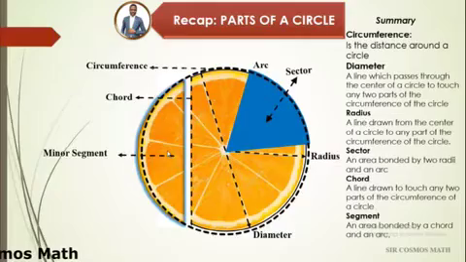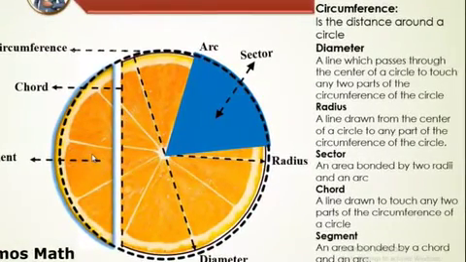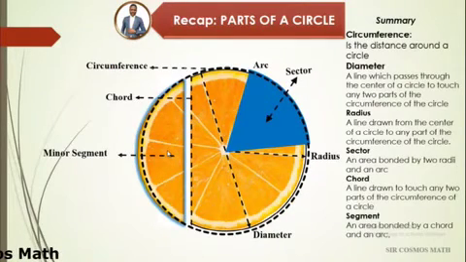Let's move on. In summary, we learned something about the circumference of a circle. It is the distance around a circle. The diameter passes through the center of a circle to touch any two parts of the circumference, and that one is called the diameter. Second one, we got to know our radius. It's a line drawn from the center of a circle to any part of the circumference of a circle. And then we have a sector, an area bounded by two radii and an arc.